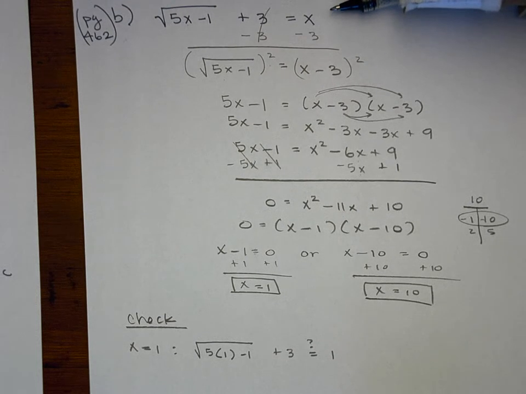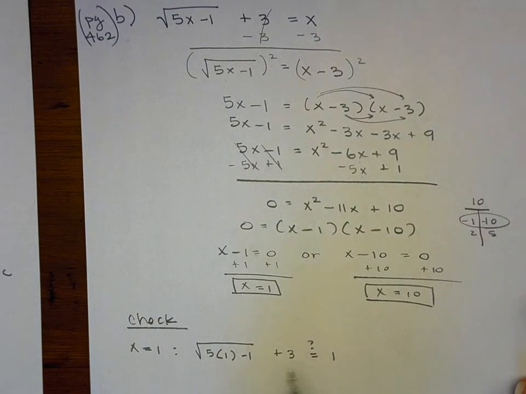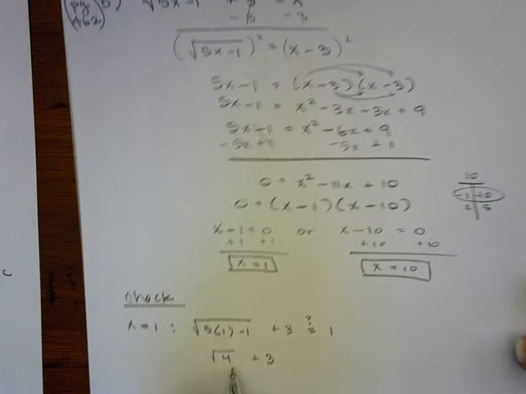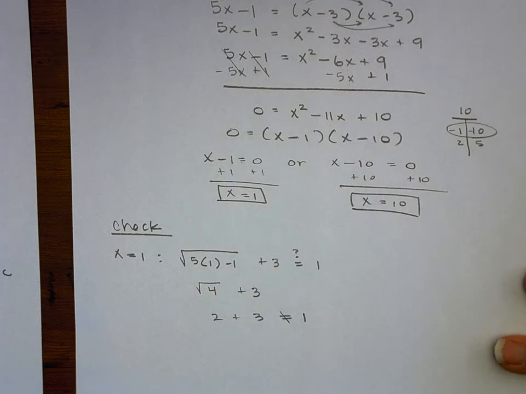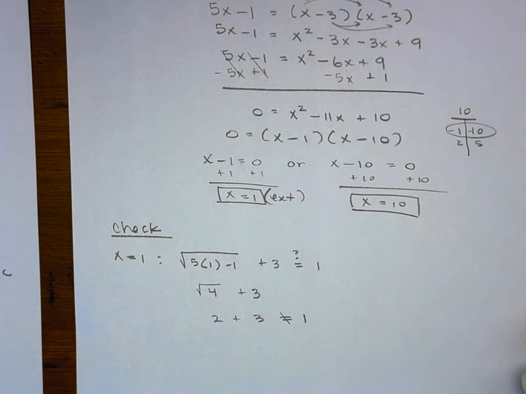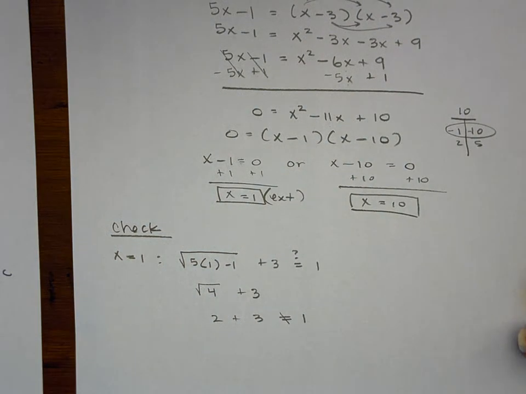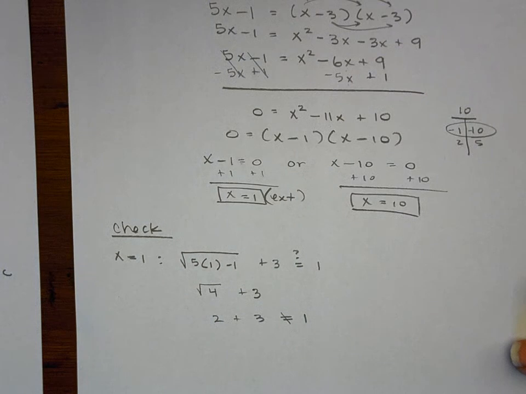Okay, so now to simplify, so I'm not solving, I'm simplifying. So I want to see, does this really equal 1? So this is 5 minus 1, which is 4. Square root of 4 is 2. So does 2 plus 3 equal 1? No. Okay, so then that means x equals 1 is my extraneous solution. So that means x cannot equal 1 for my original problem. It works for the quadratic, but not for the original. So x equal to 1 is my extraneous solution.